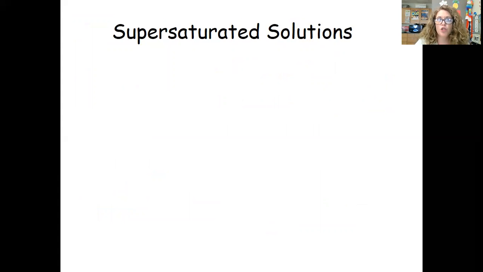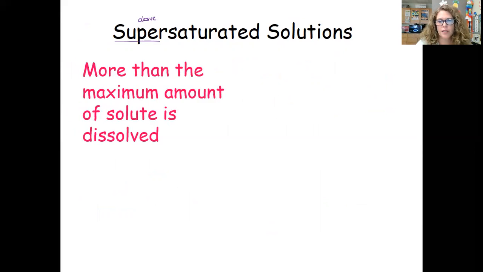And now we have supersaturated. Our prefix super means above. Superman is like above men. Superfluous. Anything you see with the prefix super literally means something that is above or better. I'm not going to call a supersaturated solution better, but it's above saturated. So that basically means more than the maximum amount of solute is dissolved.